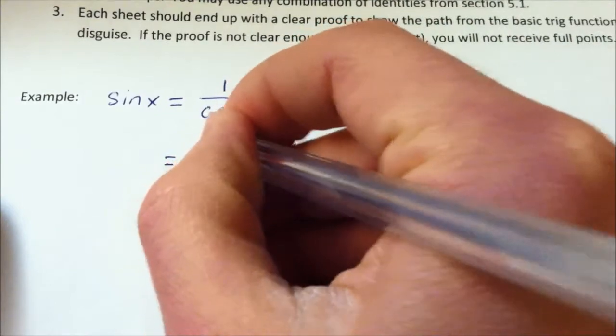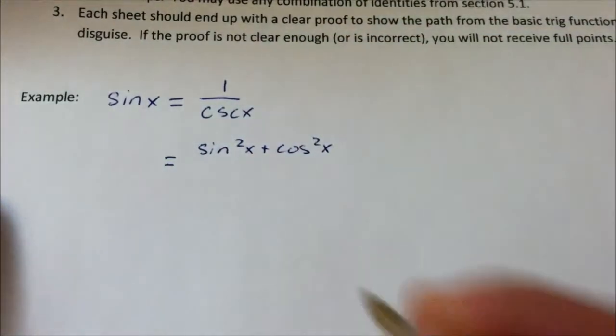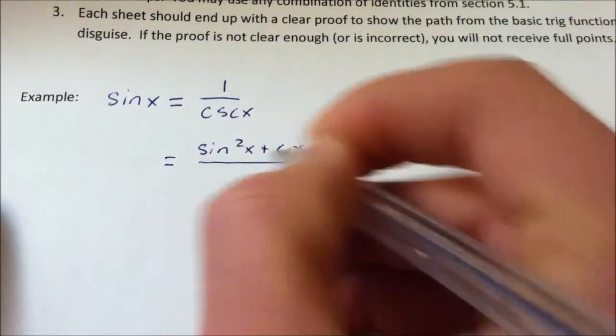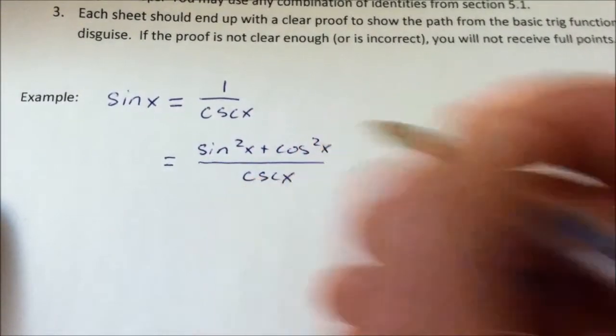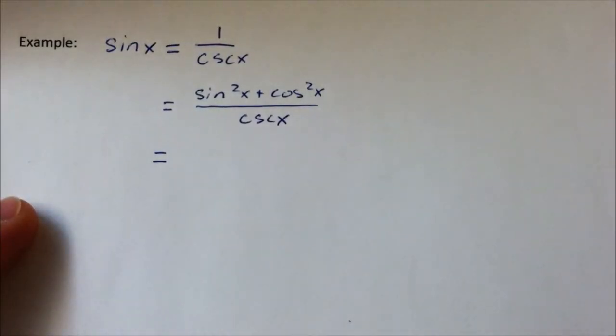I think I'm going to take that 1 and I'm going to rewrite that as sine squared plus cosine squared. So I write that right there, sine squared plus cosine squared, and that's still over cosecant. You can see here my second step is still equal to the original sine of x, but it's been disguised basically as 2 layers of disguise now.